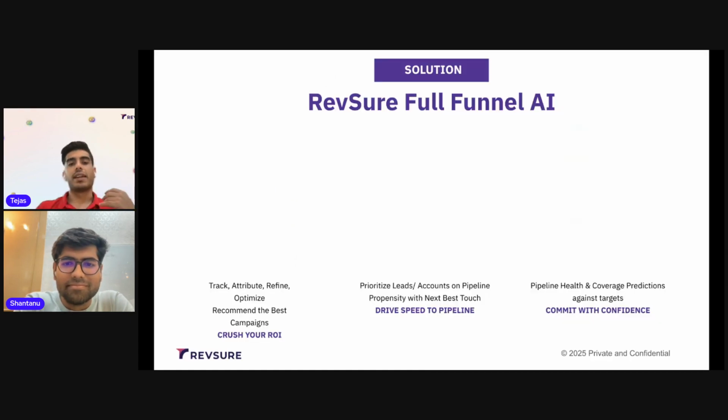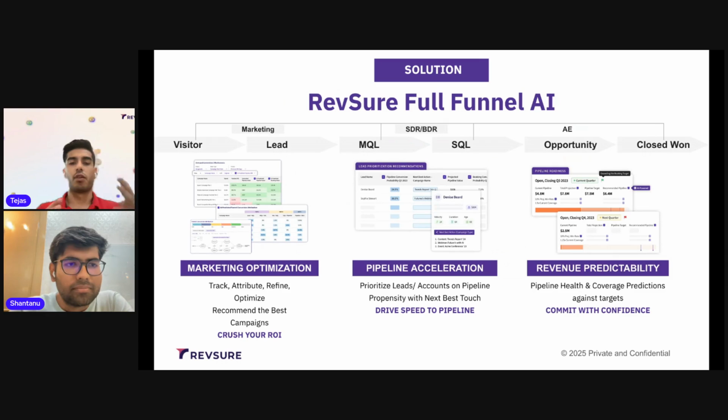So, before we get into the RevSure form response agent, I'd like to introduce you to RevSure and give you a background of what we do. RevSure is a full funnel AI platform for go-to-market B2B teams. And at RevSure, we like to think about the funnel very differently. We don't just look at marketing in isolation. We look at how marketing interacts with every other motion, SDRs, BDRs, AEs, customer success, even partners across both online and offline channels. That's what we mean by full funnel.